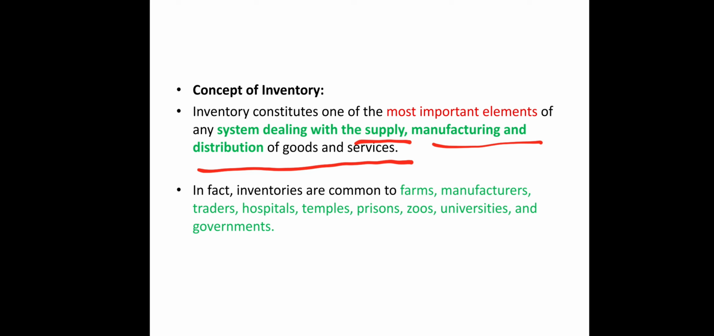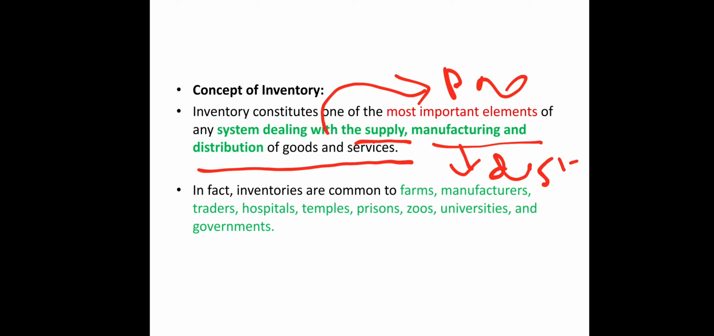and services. As I told, supply means the suppliers or vendors supply raw material to the company, which is the procurement of the company. Then manufacturing means distribution of that material for the production process, and again distribution of goods means distribution of finished goods or services. So the inventory concept is related to supply, meaning procurement, then manufacturing, meaning the supply of raw material for each and every process, and again the distribution of finished goods. So that is the concept of inventory.